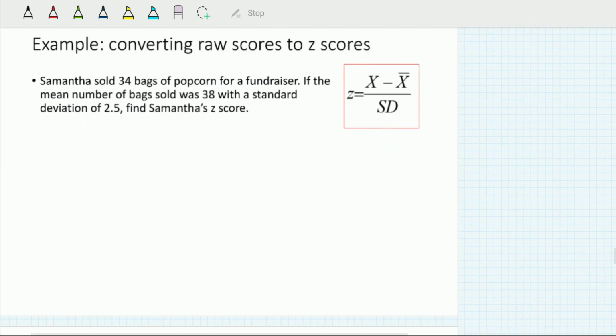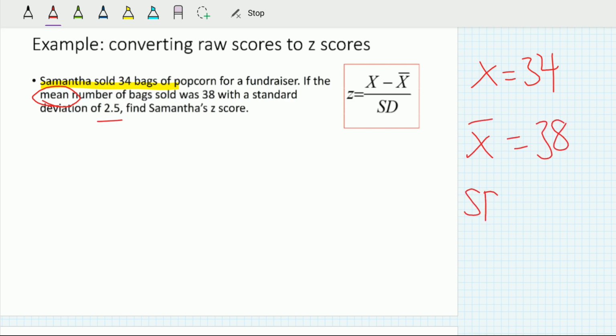Okay, so let's go ahead with this one. See what you can do. Samantha sold 34 bags, so that's her selling. That's the X. For a fundraiser, if the mean number of bags is 38 and the standard deviation is 2.5, find Samantha's z-score. This is a lot of bags to sell.